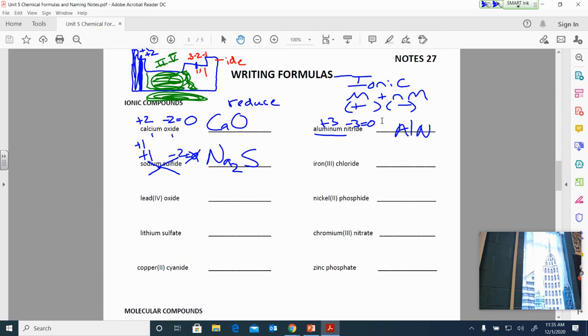And I don't have to write the 1. So you could, but you don't need it. Not required to write the 1s. So Na2S is how that compound would work out. You would need 2 sodiums for every 1 sulfur to balance that compound. Okay. Next one, iron is Fe on the periodic table, and chlorine is Cl.